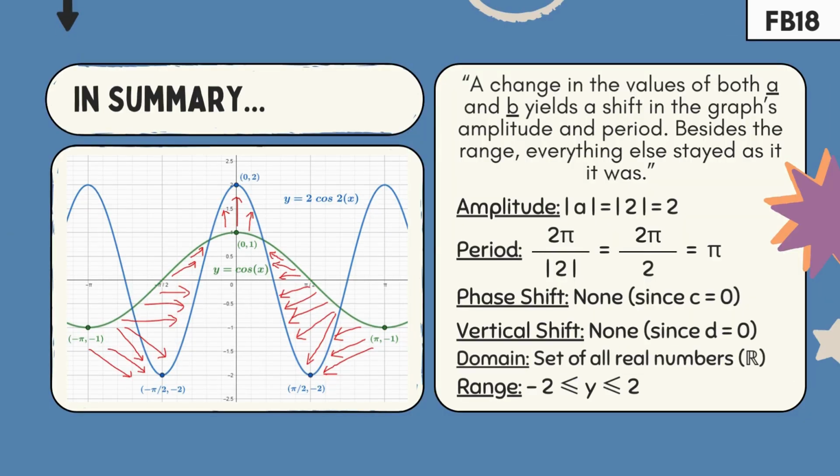To recap, adjusting the values of a and b to positive 2 has resulted in a shift in the graph's amplitude and period. Initially, at 1 unit, the amplitude has now doubled to 2. Concurrently, the graph's period, initially spanning 2 pi, has condensed to pi due to the value of b becoming 2. Thus, these mere adjustments induced vertical stretching and horizontal shrinking simultaneously without any phase or vertical shifts occurring, as both c and d values remain constant.